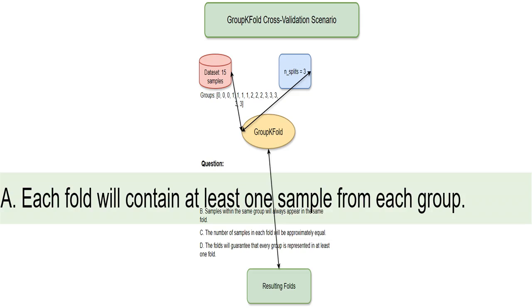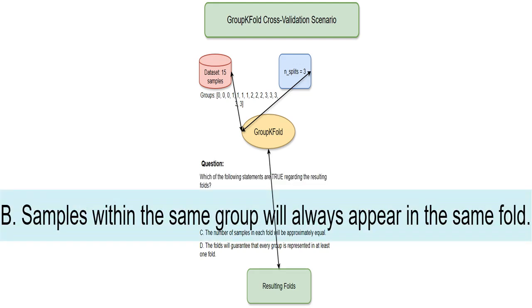This statement is false. Because some groups are larger than the number of folds, it is impossible for every group to be represented in each fold while keeping samples of the same group together. This statement is true. That's the whole point of GroupKFold. It ensures no data leakage by preventing samples from the same group from being split across different folds.